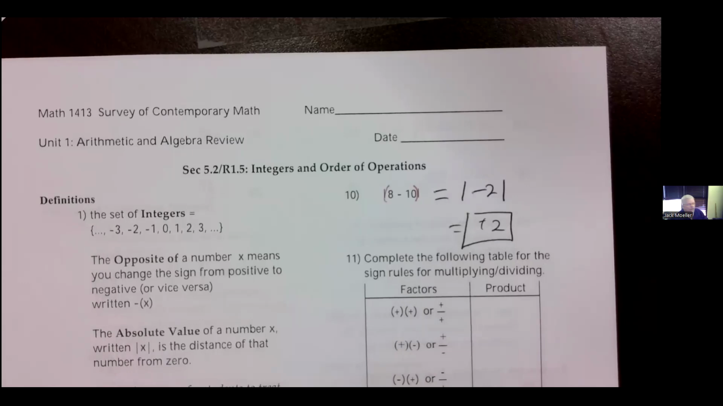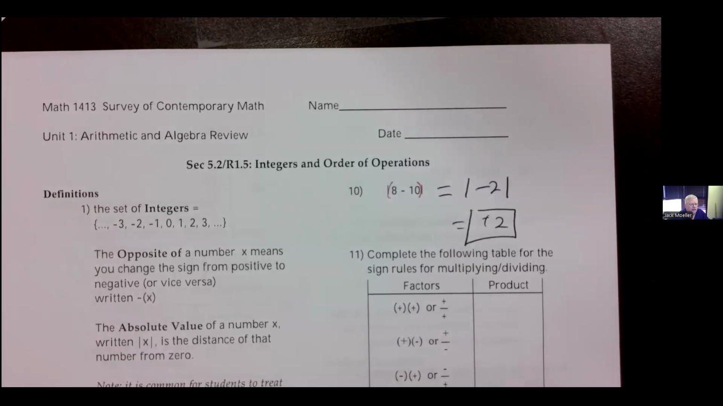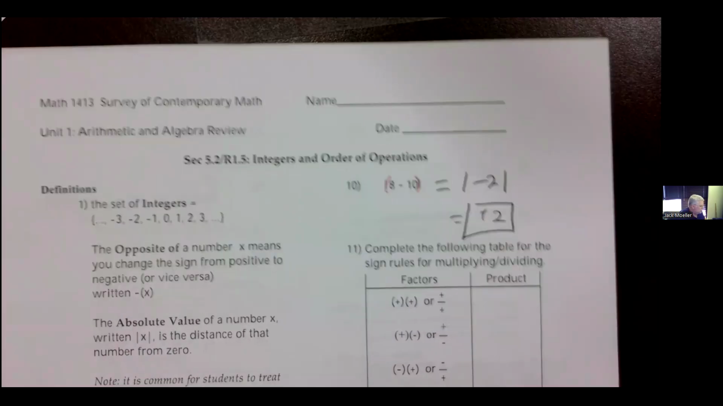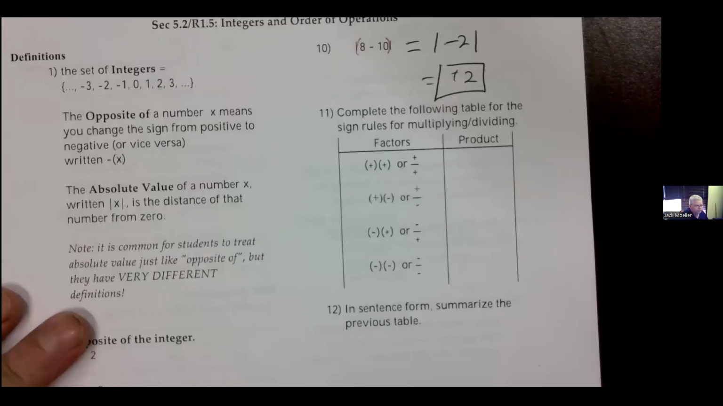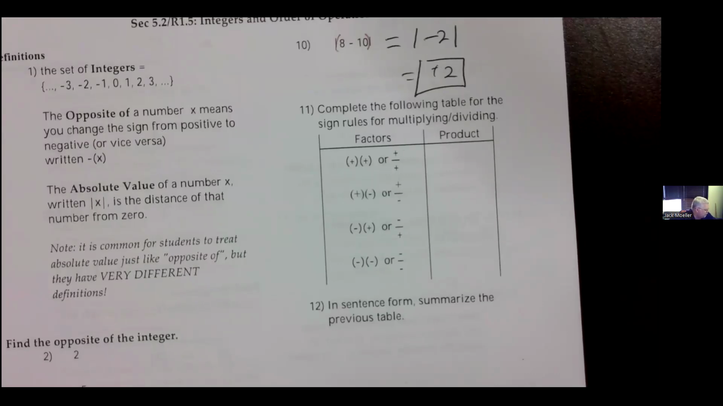All right. So for this course, the only thing we're going to do with absolute value for the most part is a few order of operations problems. We'll throw that in there. So I just wanted to show you that as a refresher. All right. So let's get back into our negatives here.